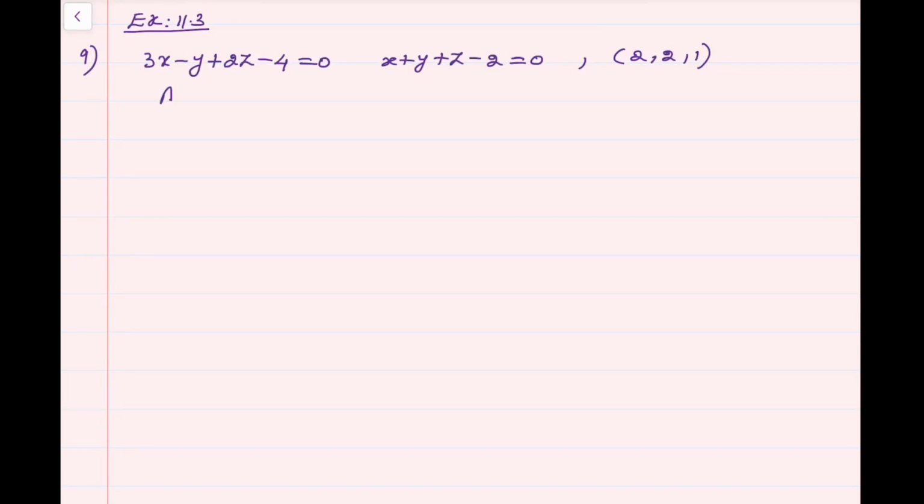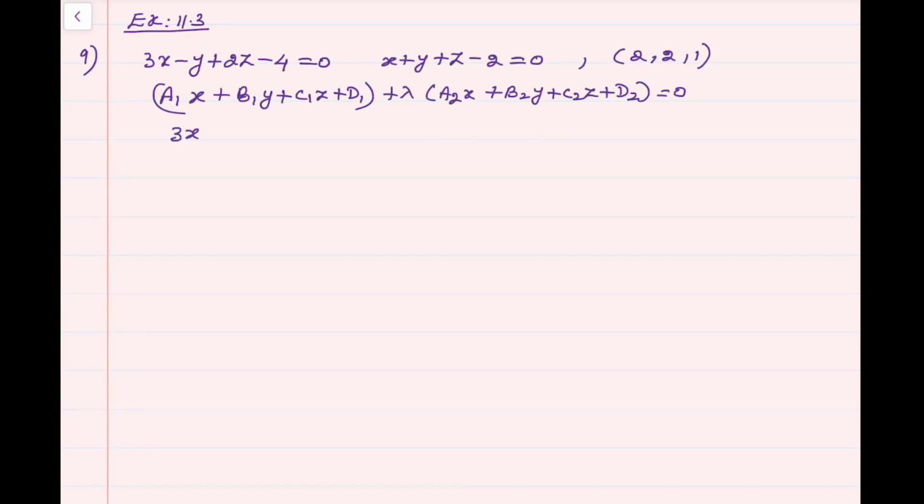Let us write the Cartesian formula a1x plus b1y plus c1z plus d1 plus lambda times a2x plus b2y plus c2z plus d2 is equal to 0. Let us write the first expression from the first plane equation, 3x minus y plus 2z minus 4, plus lambda times the second expression x plus y plus z minus 2 is equal to 0. If the constant terms are given on the right hand side of the equations, bring them to the left hand side and substitute.